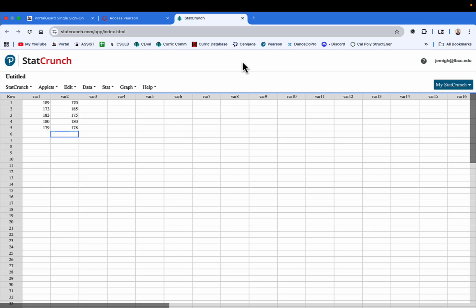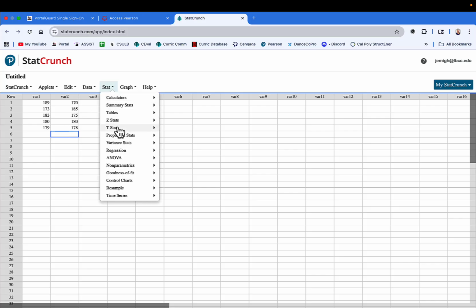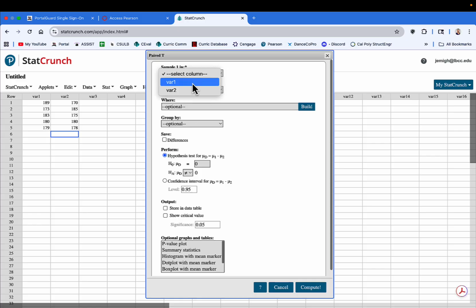When you open your data in StatCrunch, make sure that your first sample is in a column like this, and the second sample is in a column right next to it, and they should be paired up. Then you go to Stat, T-Stats, and Paired. Tell the program where you put your first sample and where you put your second. Click on Save Differences. For this particular hypothesis test, we were testing the claim that mu sub d, the difference in the means, was greater than 0. And we'll click this so we can get that critical value. All right, looks good. We hit compute.